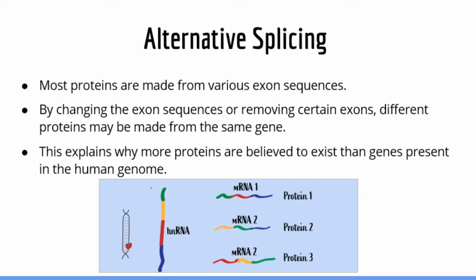RNA is spliced. So for example, let's say that you have a gene in DNA that produces this type of hnRNA or this immature mRNA. Now, you could theoretically make various kinds of proteins from this single RNA molecule by rearranging the exons. So for example, you could remove one of the exons and you'll produce one protein, or you could switch the order of exons and you'll produce a different protein. This is alternative splicing. This mechanism explains why it is believed that more types of protein exist than there are genes present in the human genome.